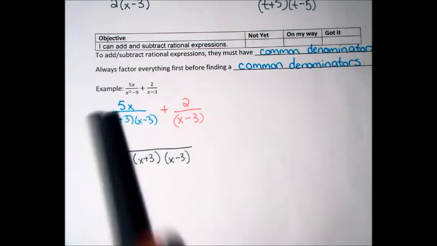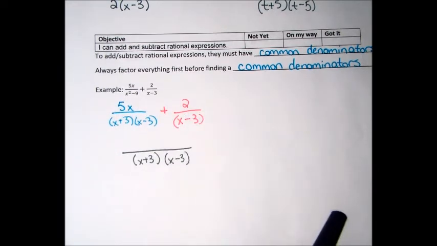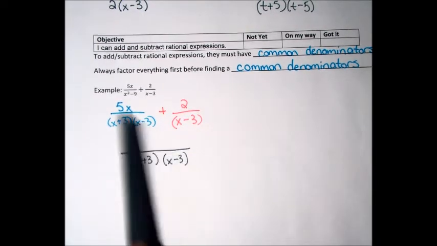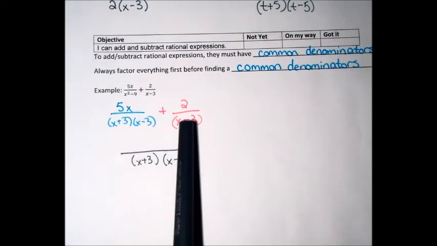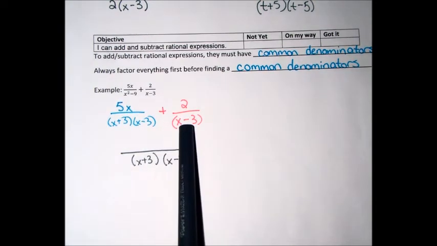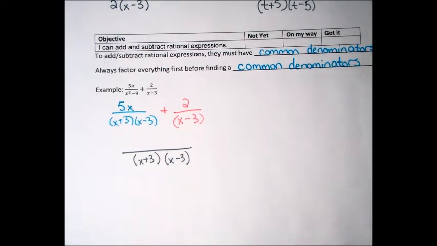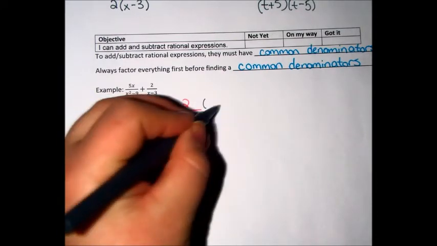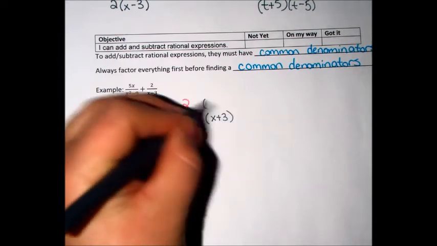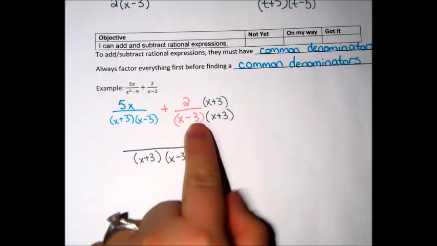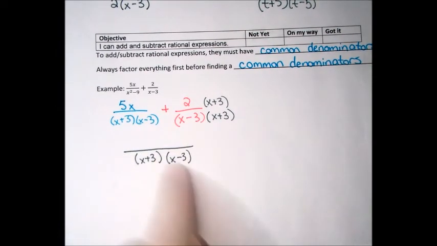I have to make each of these fractions have that denominator. Now this one already has that denominator, x plus 3, x minus 3. So nothing needs to happen to the numerator. But over here, this already has an x minus 3, but it's missing an x plus 3. So in order to make it common, we have to multiply by the same thing on the top and the bottom. Now when I look at this denominator, it looks the same as what my common denominator is. So once I've multiplied those like that, I can simply add the two together.